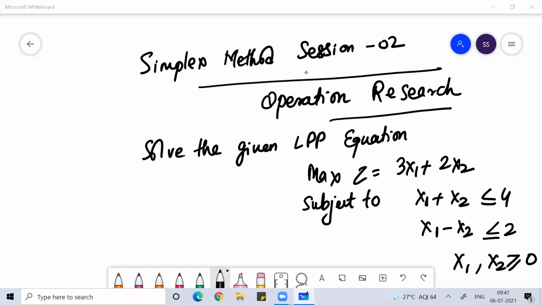And the constraint we have is always less than or equal to. In case we have a greater than constraint, then the same problem will be solved by another method, using the big M method. So that will be the approach.